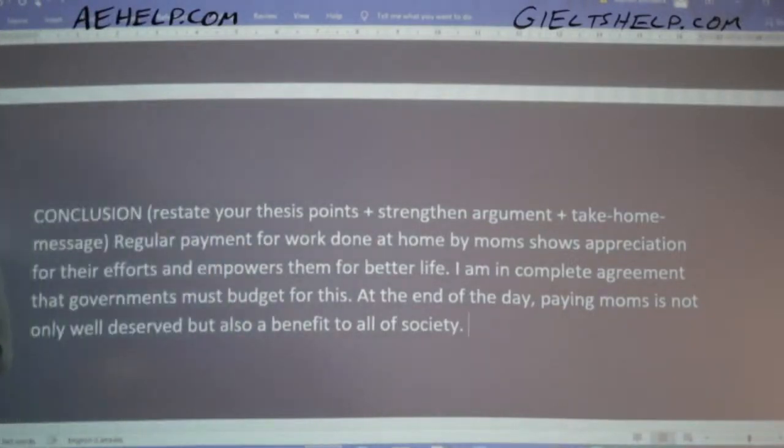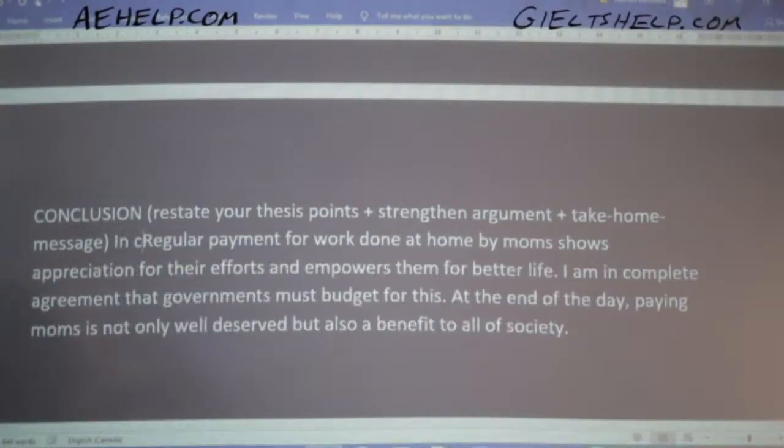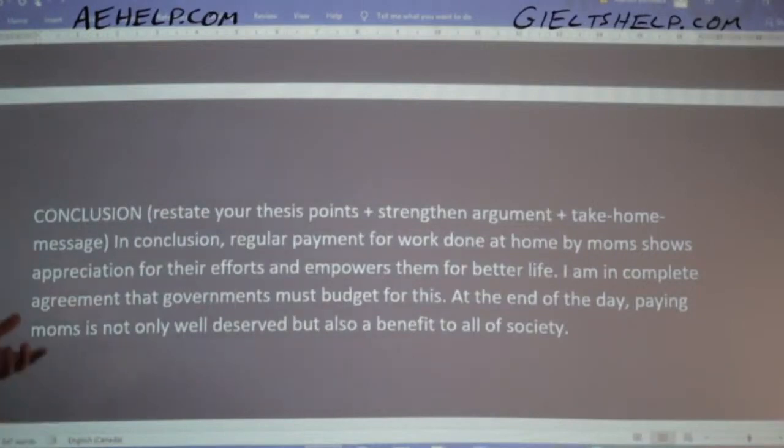And for the IELTS, everyone, it is a good idea to start with in conclusion. Okay. In university, your professors will ask you not to write in conclusion because it gets really annoying to see it all the time. And your last paragraph is obviously your conclusion. But in the IELTS, it works.